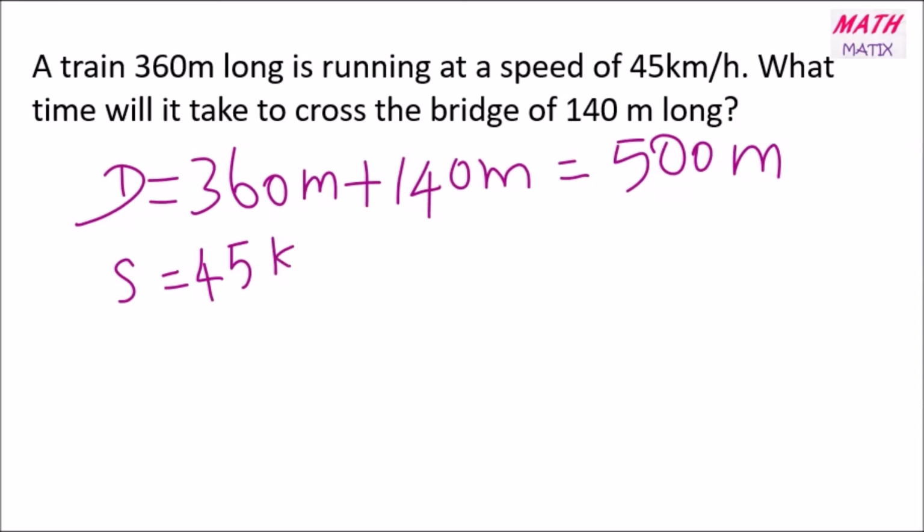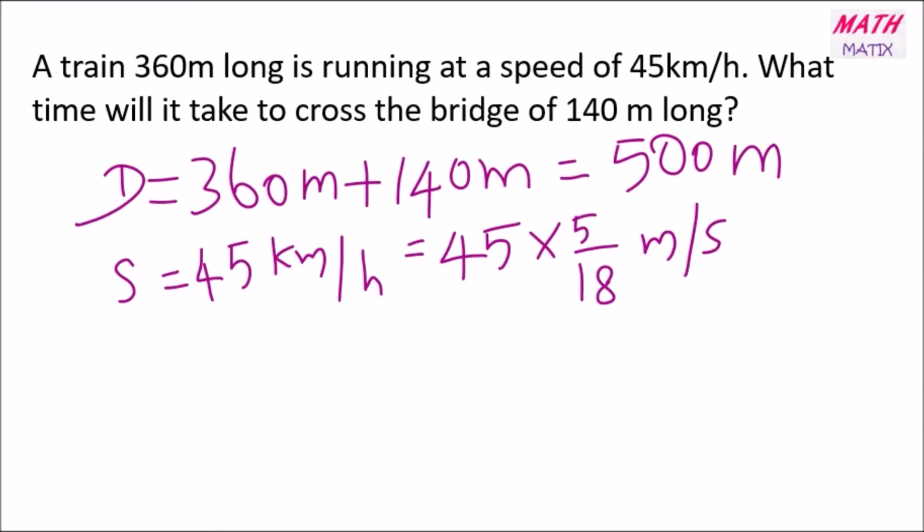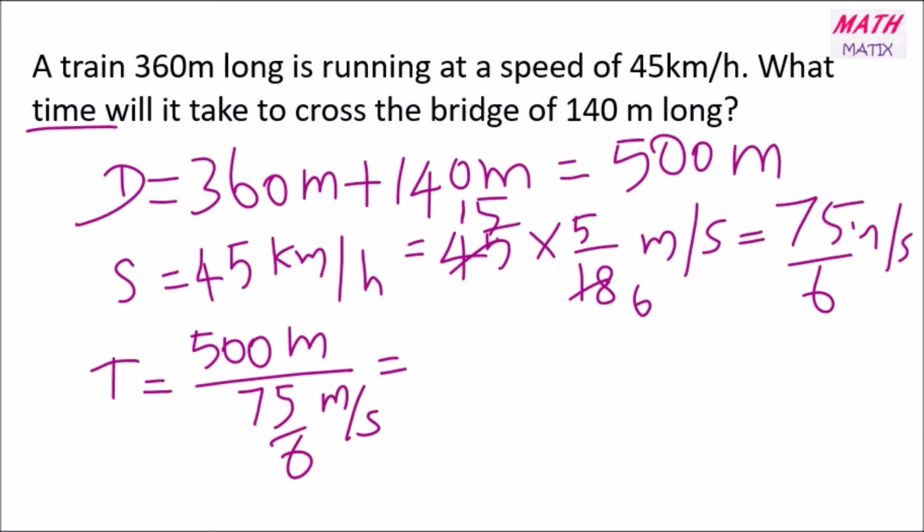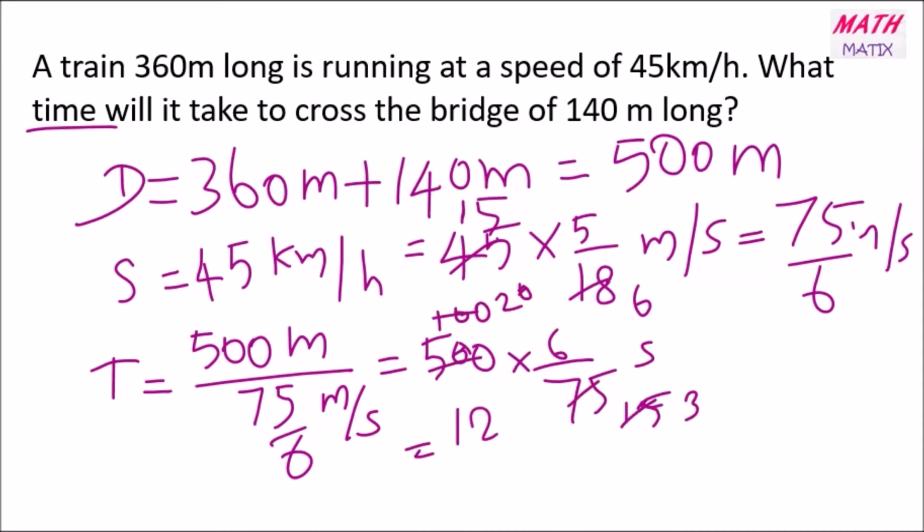Then the speed is 45 kilometer per hour. To convert kilometer per hour, we multiply by 5 by 18 meters per second. If we simplify this, it is 75 divided by 6 meters per second. Here we have to find the time. Time is equal to distance by speed, which is 500 meters divided by 75 by 6 meters per second. If we simplify this, we get t is equal to 40 seconds.